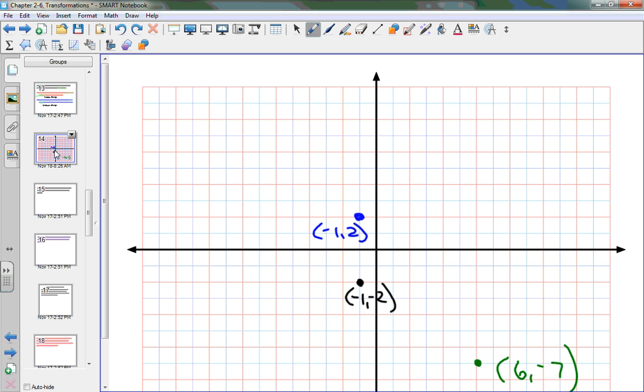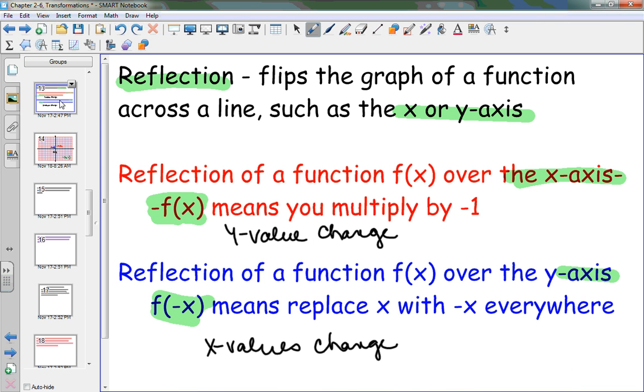Now I want you to fold that same dot, -1, 2, this time over the y-axis, hot dog style. What point do you get? I'm going to have the point 1, 2. What changed this time? Did both values change? No, the only thing that changed was the x coordinate. It went from being negative to being positive. Well, look at this definition. If I'm replacing a negative x with an x, it's going to go from negative to positive.